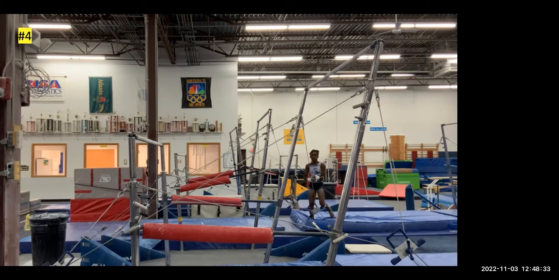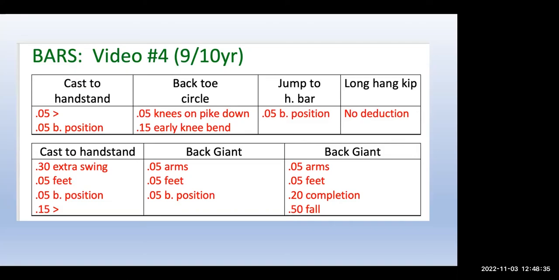Okay, she's getting to the end of the routine. So cast a handstand was short. Back toe circle around the bar was an early knee bend again. The jump to the bar, just body position there in that part. And then she had an extra swing. She stopped, had an extra swing on the high bar till she got to the giants, and she was doing 2 giants. First one just had arms and body and feet, but the second one she fell on, so she didn't complete it all the way around. So we took 5 for the fall, 2 for completion.